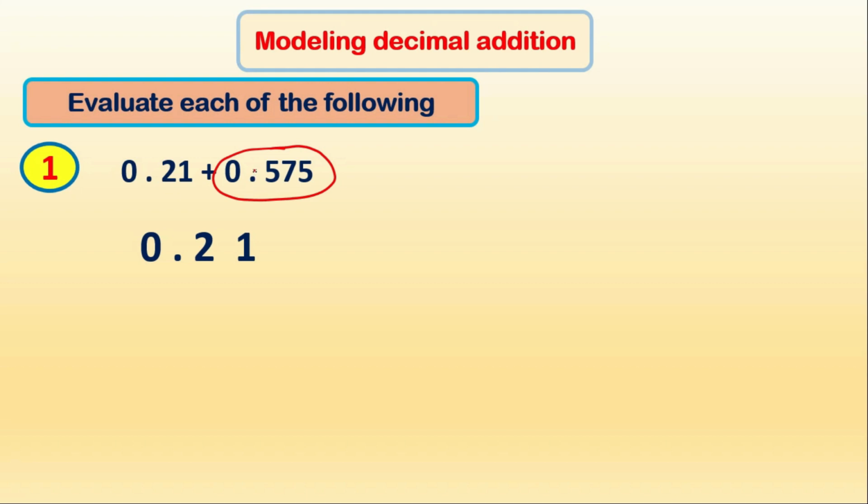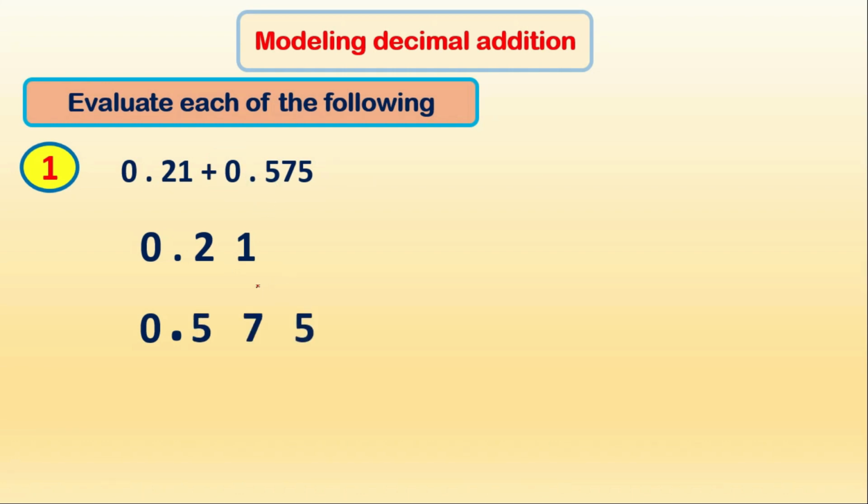The first one is to write the decimal points under each other. The first step, write the decimal point. So two decimal points under each other. And then write whole under whole, and then decimals under decimals.